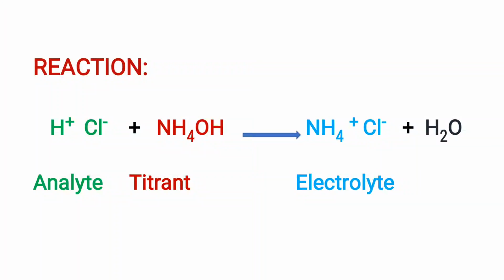Hydrochloric acid is a strong acid. It will be easily dissociated, so it is represented as ions. Ammonium hydroxide is a weak base. It does not dissociate immediately, so it cannot be represented as ions. Ammonium chloride is a strong electrolyte. It will easily dissociate, so it will be represented as ions. The water molecule does not contribute to the conductance.